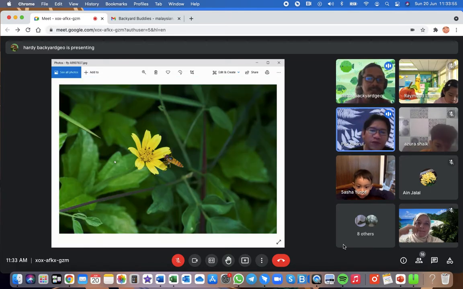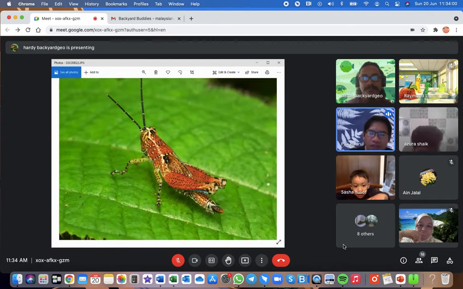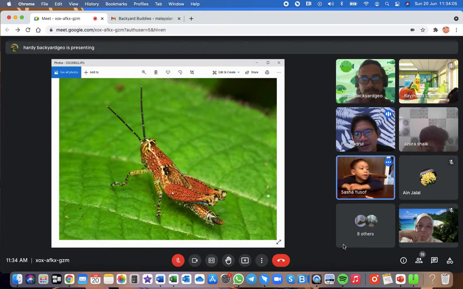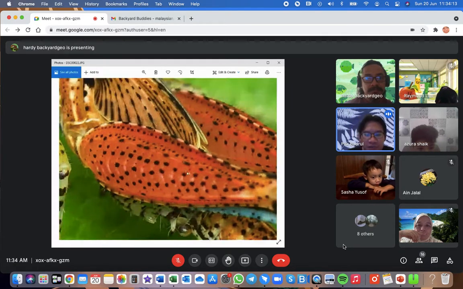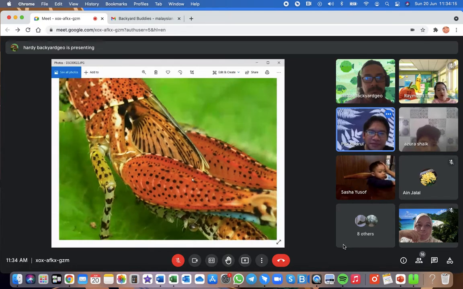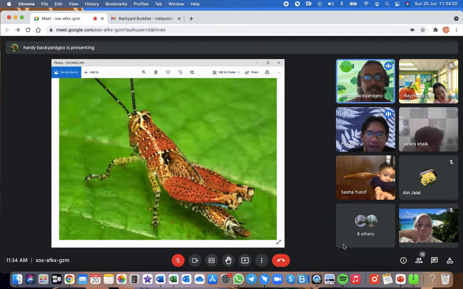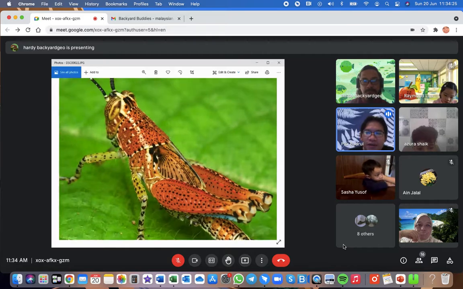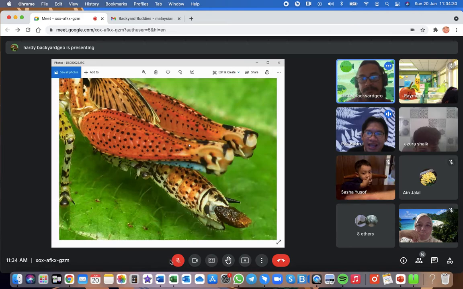And the next one. Can you tell me which insect has the strongest legs? The grasshopper has the strongest legs. They can actually jump 500 times their own height. So it's really, really strong. They can jump really high. And what else do you think is the function of a grasshopper's legs, other than jumping?